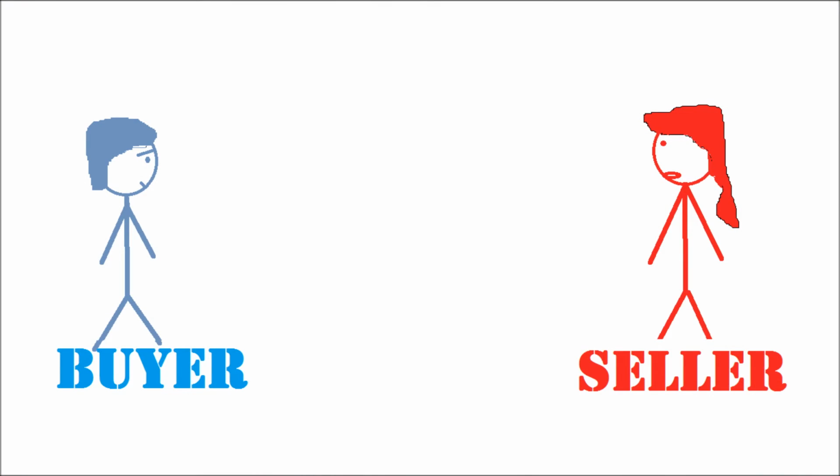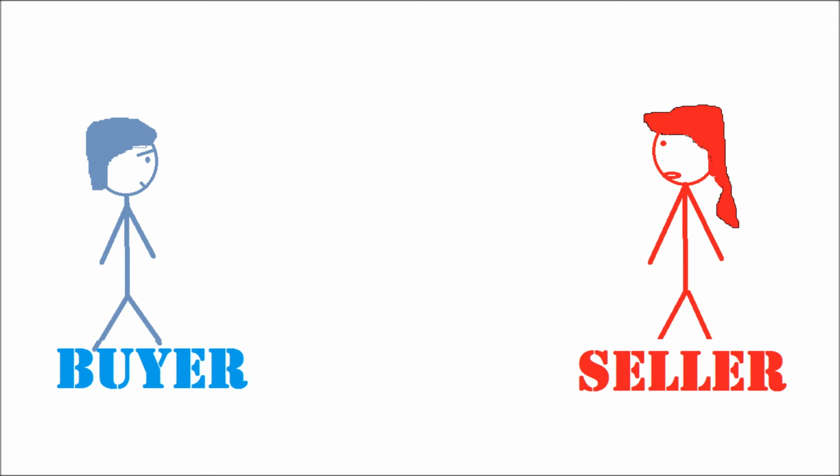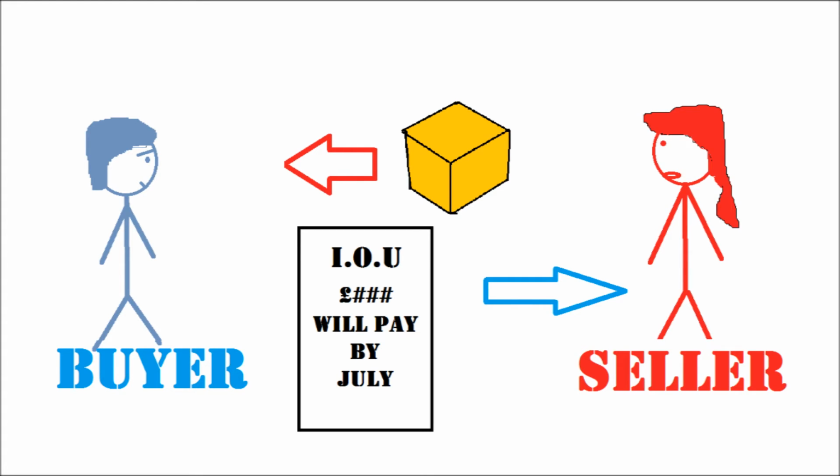By now, you may have guessed what a credit transaction might be. If you haven't, don't worry, I'm still going to explain what it is. A credit transaction occurs when the goods and services are sold to the buyer, but the payment from the buyer to the seller is made at a future set date, an agreement between the buyer and the seller. This sort of payment is known as a credit payment.